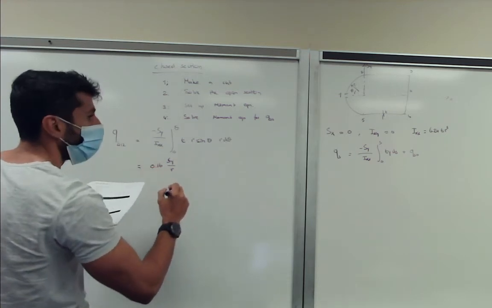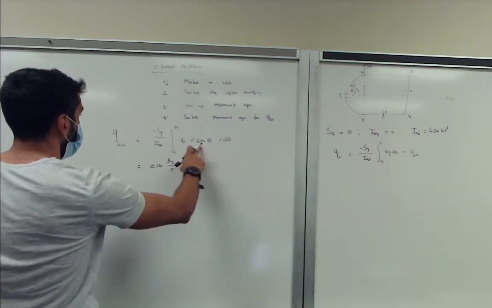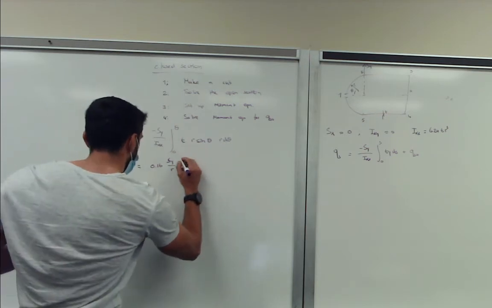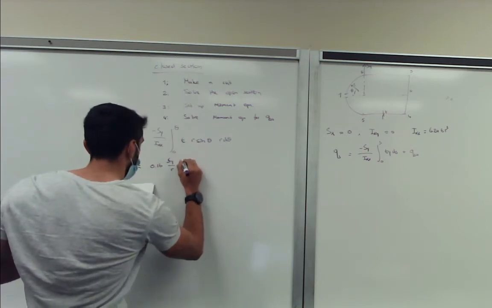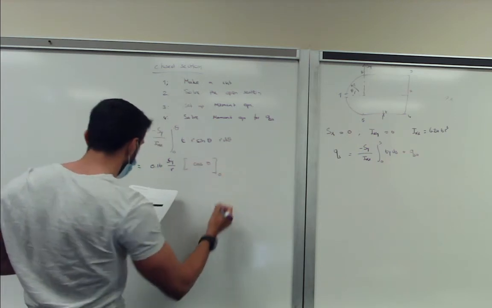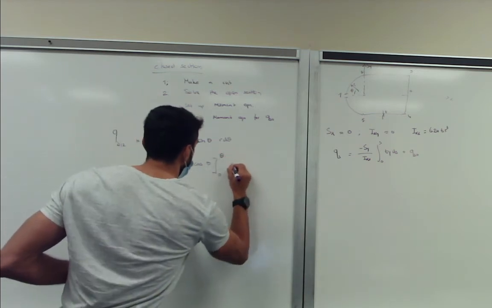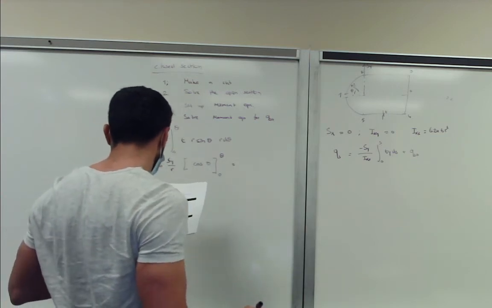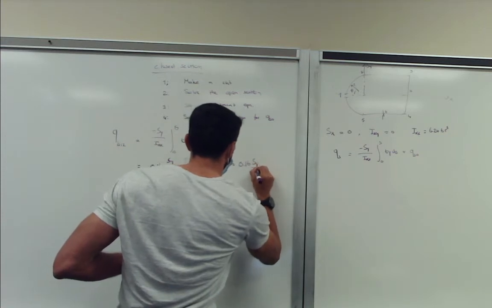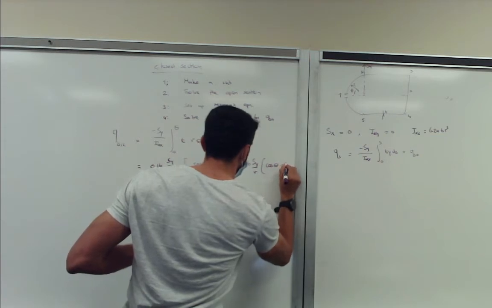Is that correct? No, because the minus drops with the cosine. Yeah. And then this becomes cosine theta, evaluated at 0 and of course theta, which becomes 0.16 Sy over r, and then cosine theta minus 1.